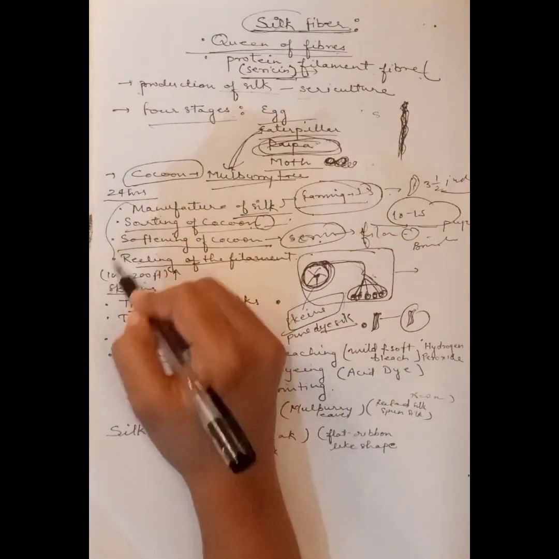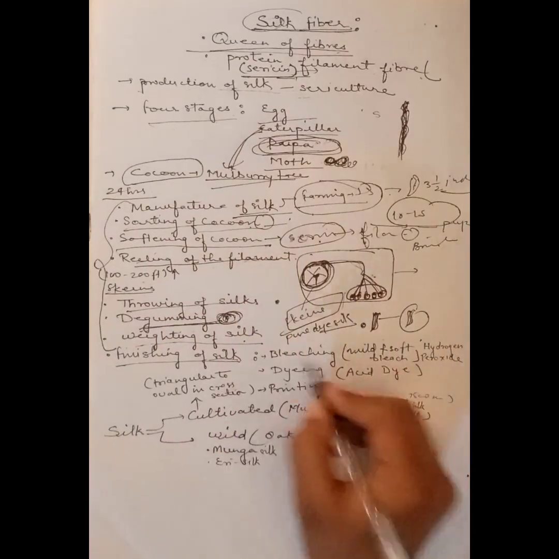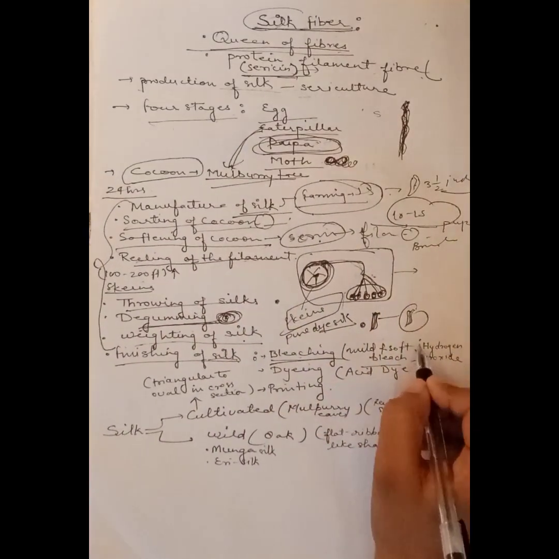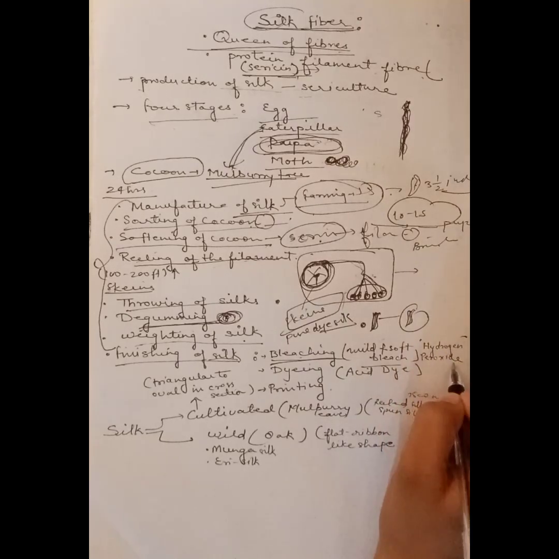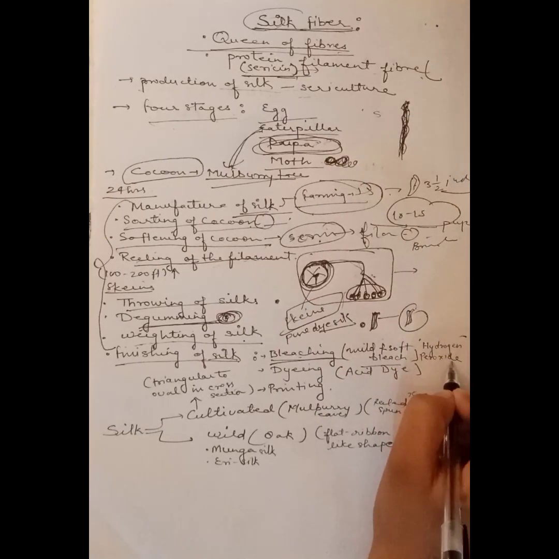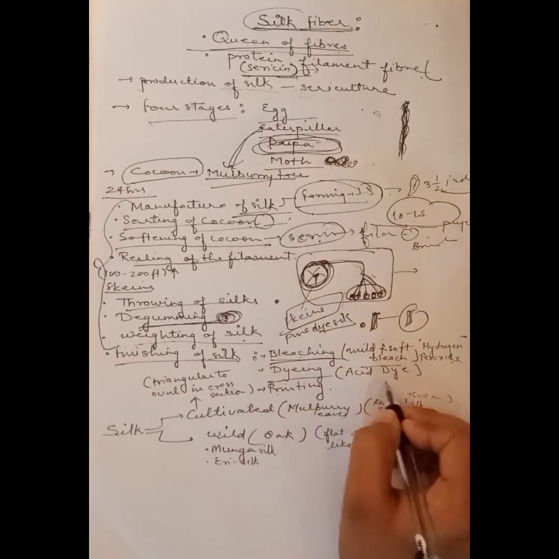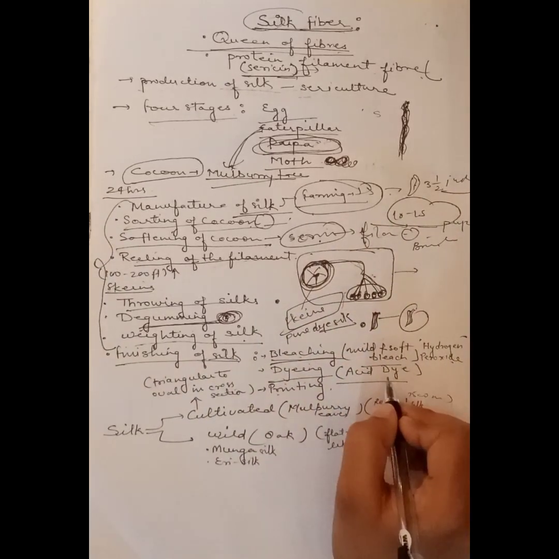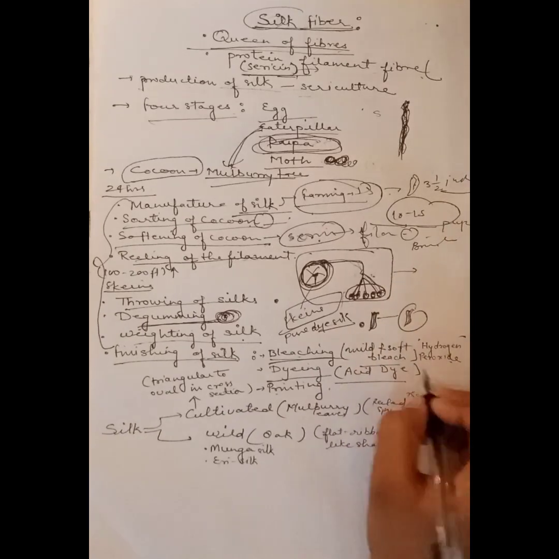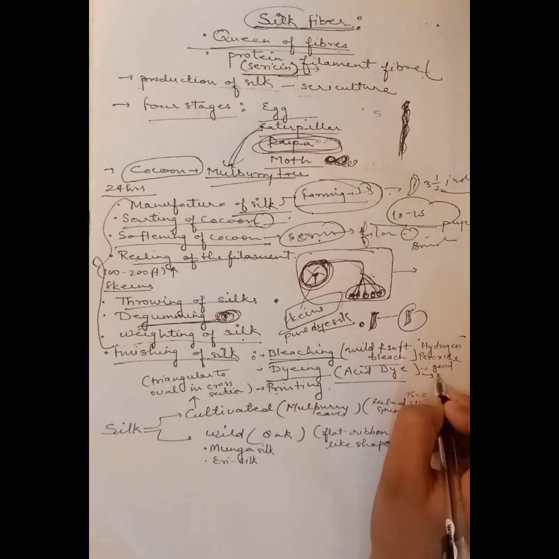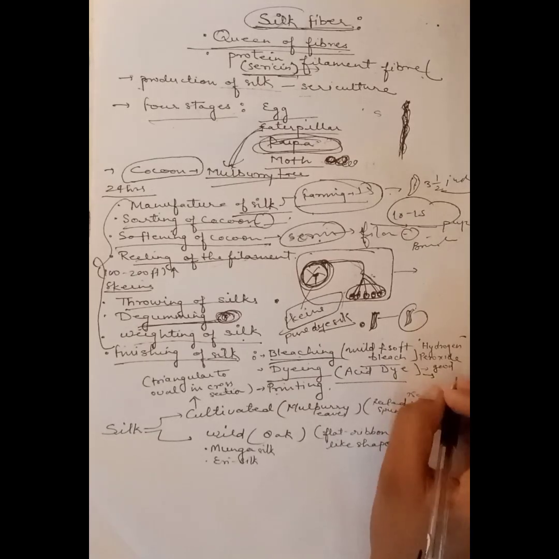After all these processes, we do the final process, finishing of silk, bleaching. We use a white and soft bleach on the silk fibers. Mostly we use hydrogen peroxide because this is very good for the silk fiber. The next finishing process is dyeing. We dye the fabric using acid dye. And in silk fabrics, the dye generally takes very well. It makes the fabric very beautiful, and the color of the dye on the silk fabric is very dark.